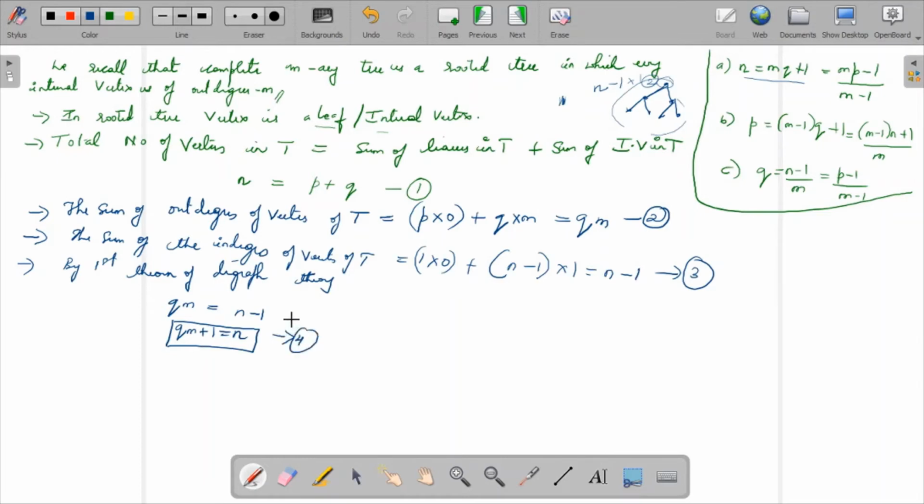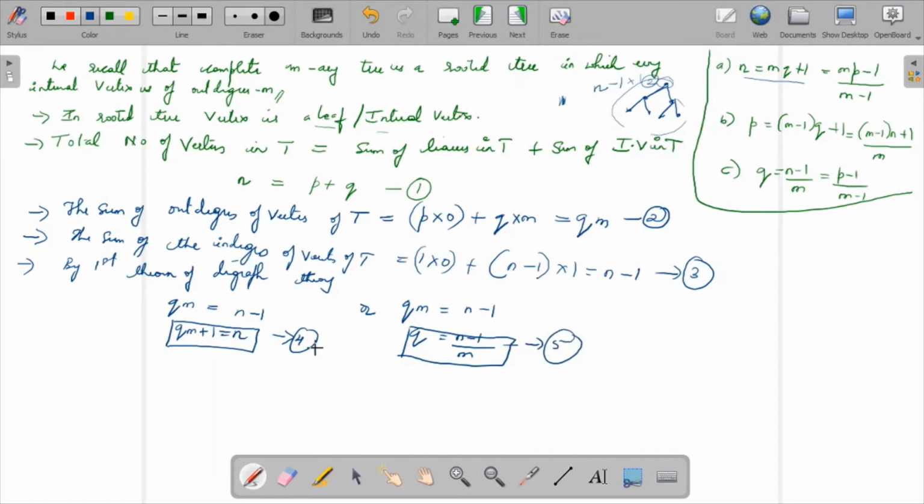Next, if I want to find the Q value, from this itself, Qm is n minus 1, so Q is n minus 1 divided by m. This is one more equation I got. Let it be equation 5.